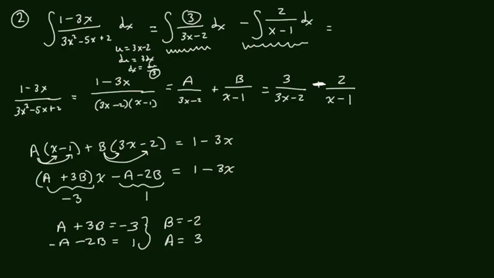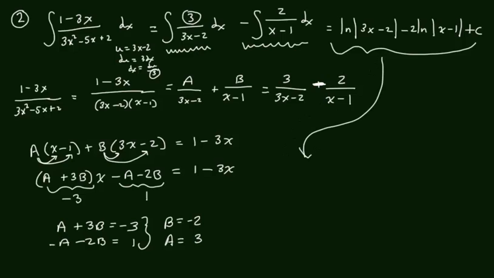And the result of that is going to be the natural log absolute value of 3x minus 2 minus 2 natural log of x minus 1 plus c. And that is an acceptable answer. I do want to take one moment and show you how the calculator might present the answer.